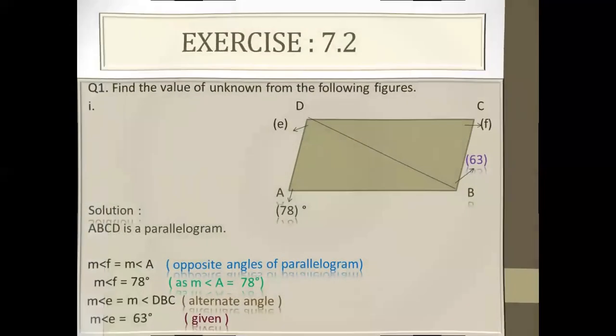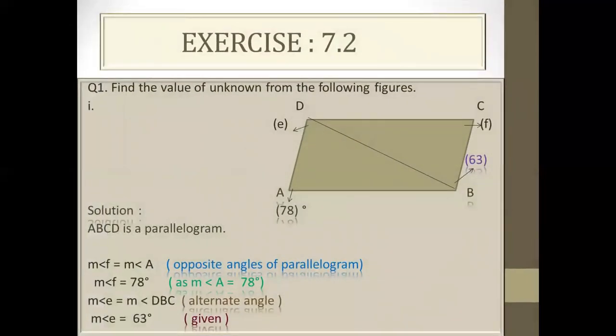Exercise 7.2 has only one question, and question 1 has 6 parts. Diagrams are given, and according to the diagram, for the unknown values we use a characteristic of the parallelogram and directly find the values of the unknowns. We did this in exercise 7.1, where the angles of parallel lines are given to us and we write the characteristic and find the unknown angles.